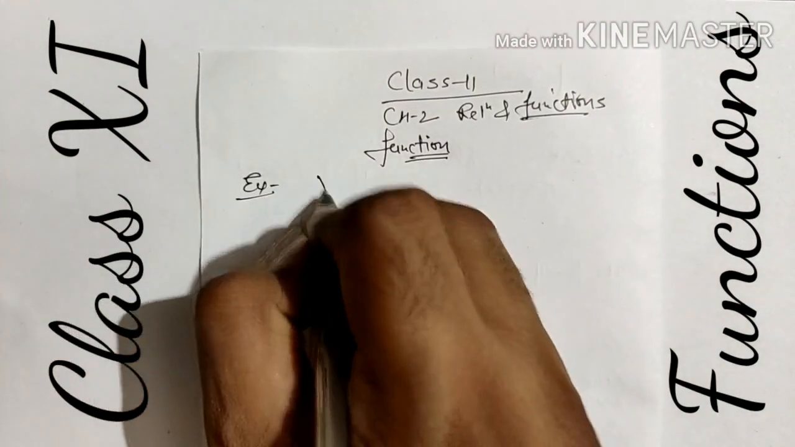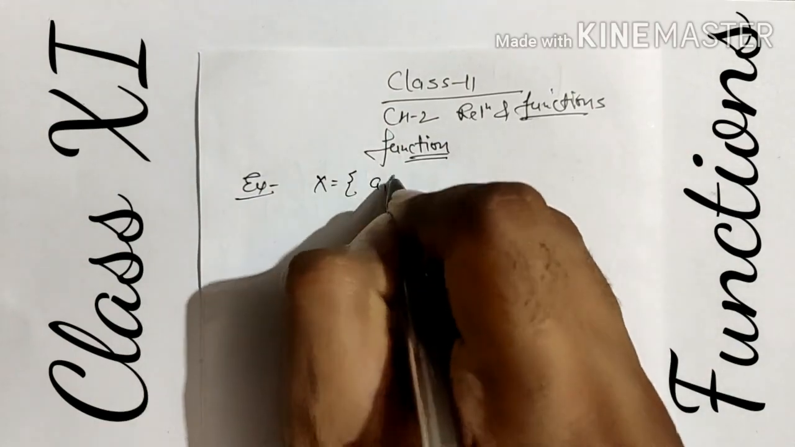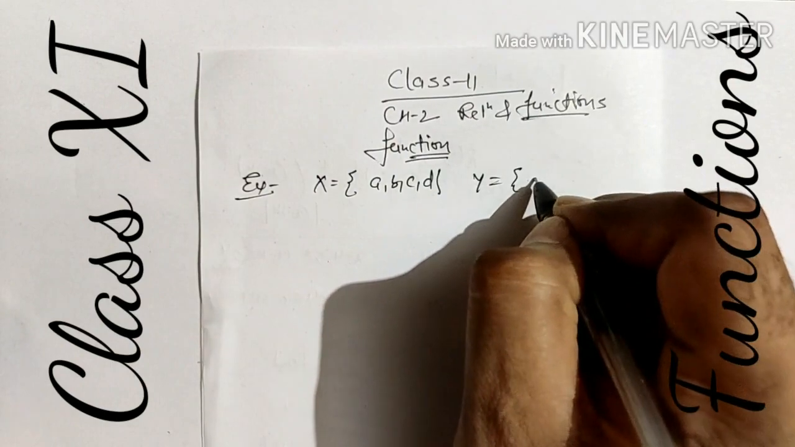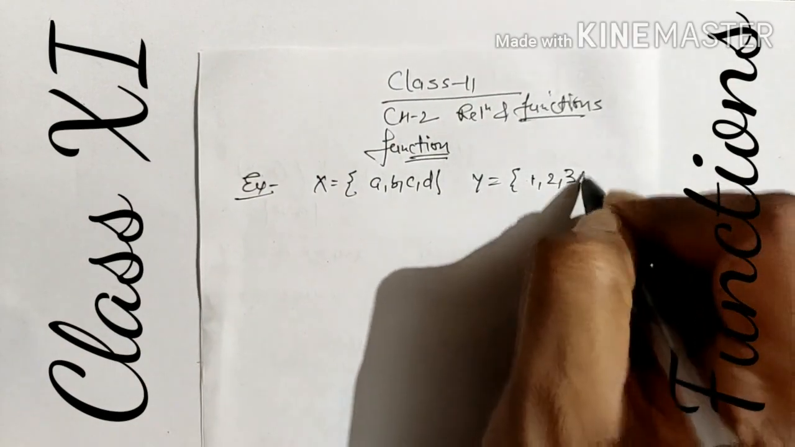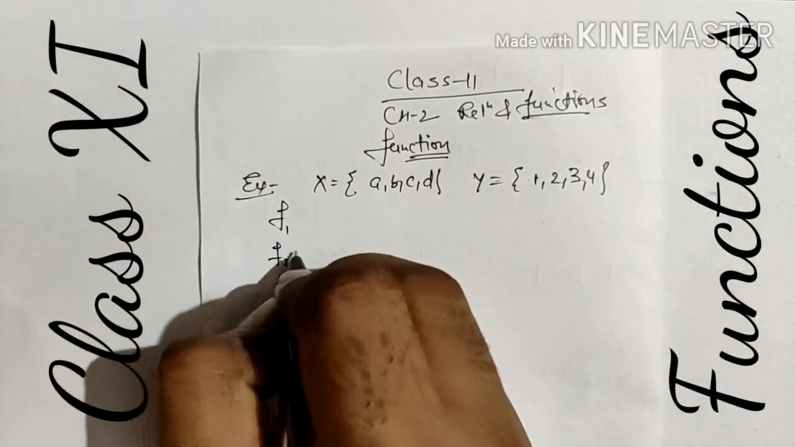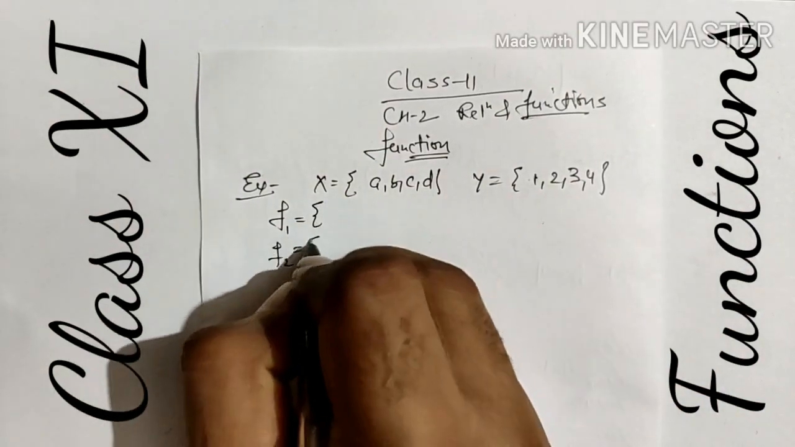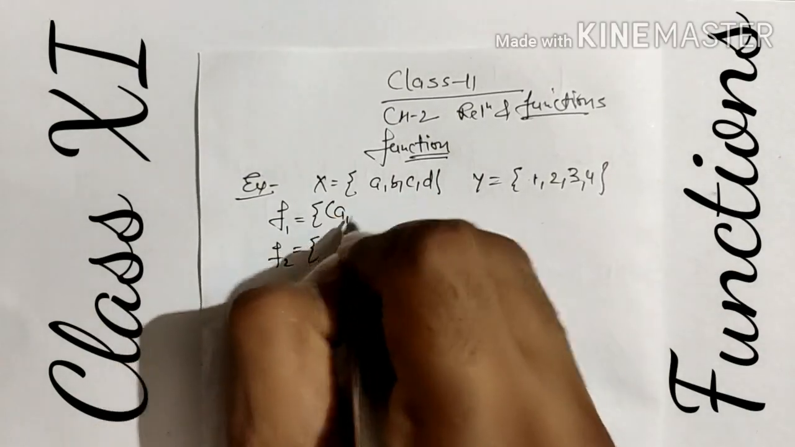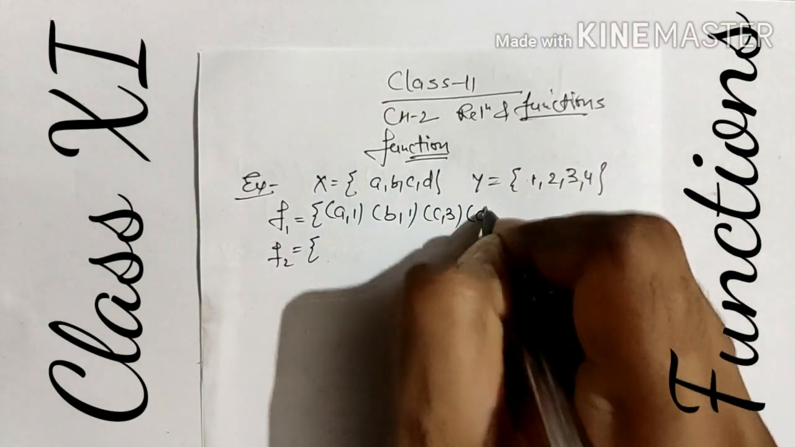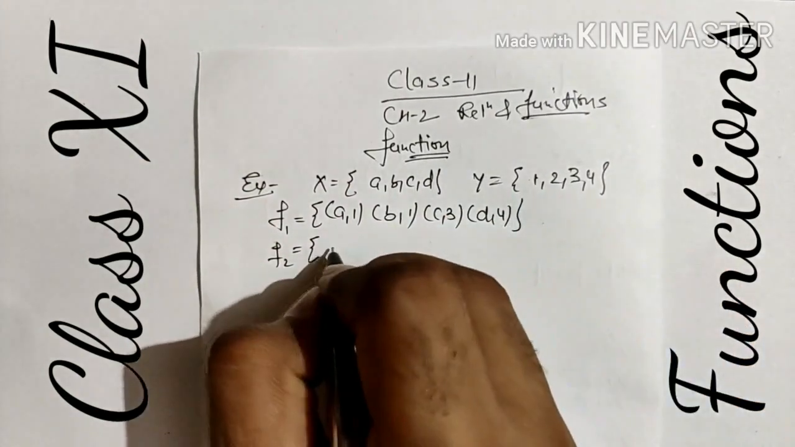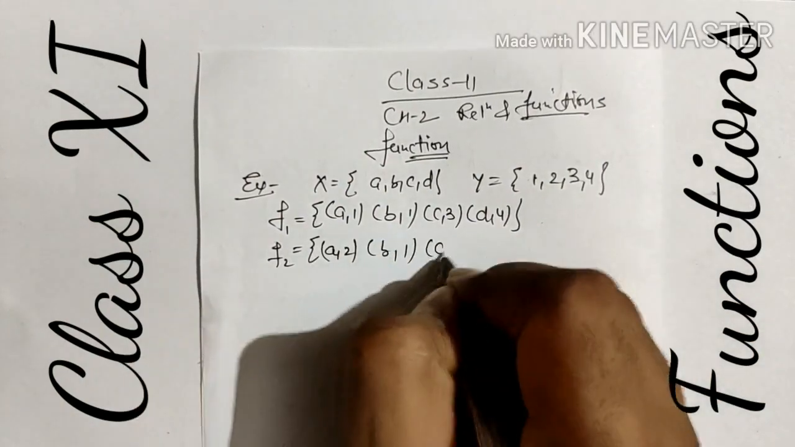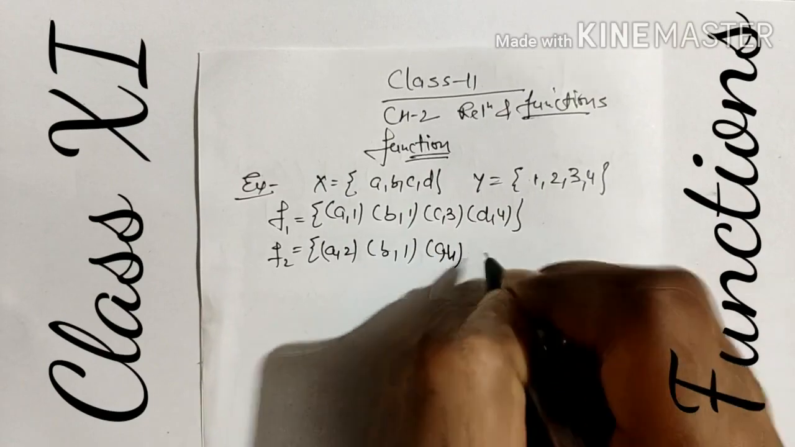Here the first example is given. X is a set given by A, B, C, D. Y is another set given by 1, 2, 3 and 4, and we have been given different functions. We have to check whether they are functions or not. In the first part we have A1, B1, C3, D4. In the second part, A2, B1, C4, D5.